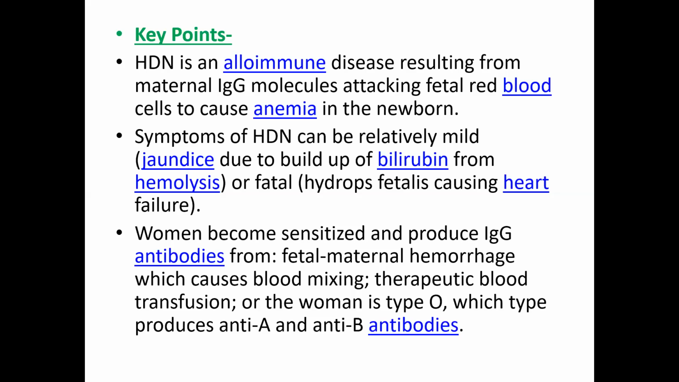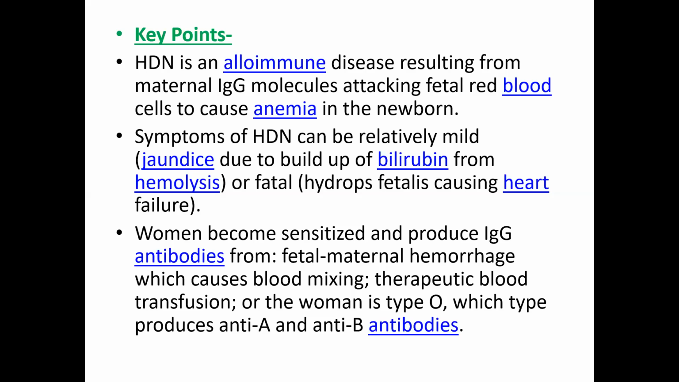The symptoms of hemolytic disorder in a newborn can be relatively mild jaundice, which is a buildup of bilirubin from the hemolysis, or fetal hydrops causing heart failure. The woman becomes sensitized and produces IgG antibodies from fetomaternal hemorrhage, which causes blood mixing, or therapeutic blood transfusion, or the woman is group O, which produces anti-A or anti-B antibodies.